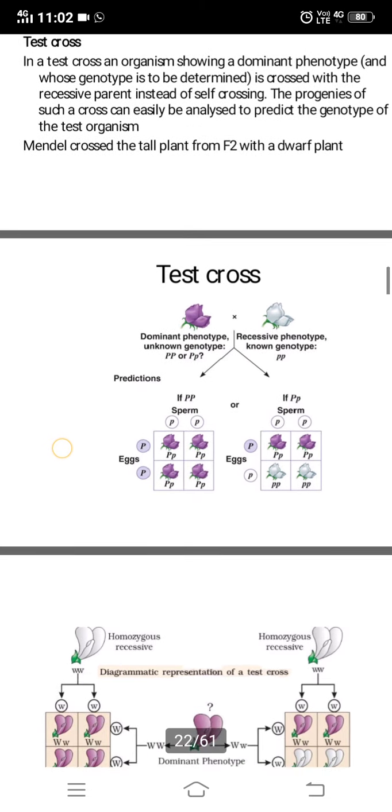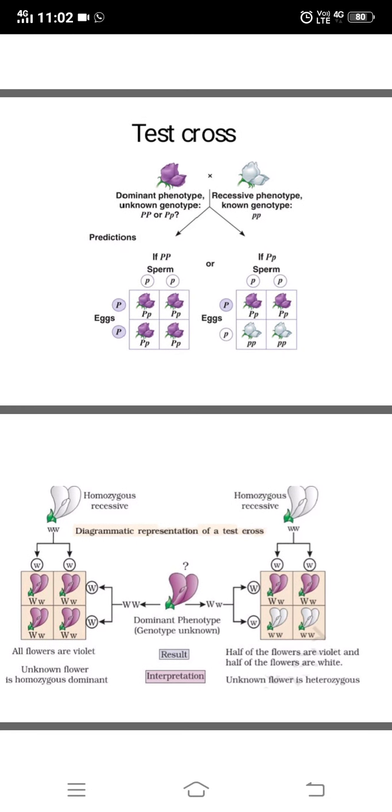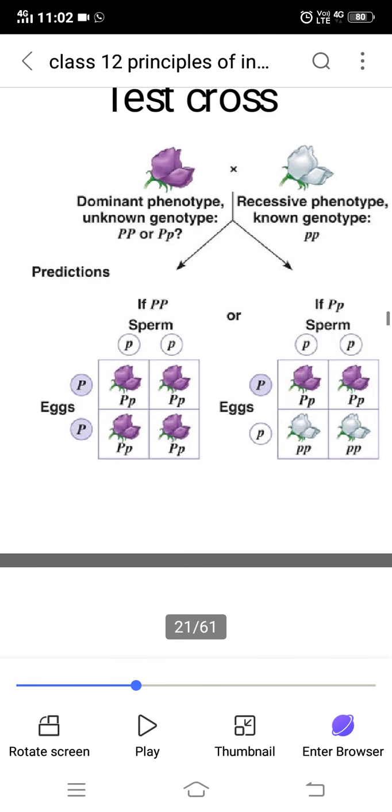Now you can see one example of a test cross, in which the dominant phenotype is the purple color flower. You don't know whether it is capital P capital P or capital P small p. What is done? A test cross is done, crossing with the recessive phenotype, small p, white flower. If PP is crossed with small p, small p, you can see here P, small p. This is called the Punnett square. So P and P will form Pp, and here also capital P small p.